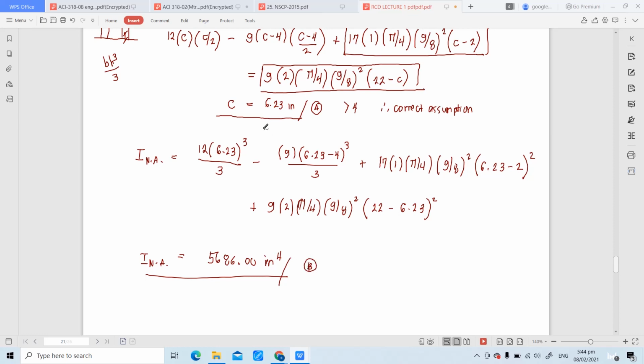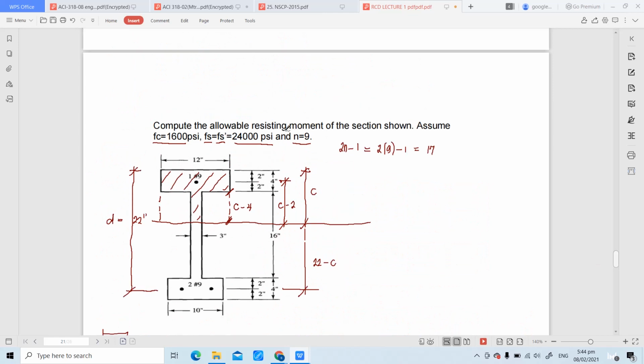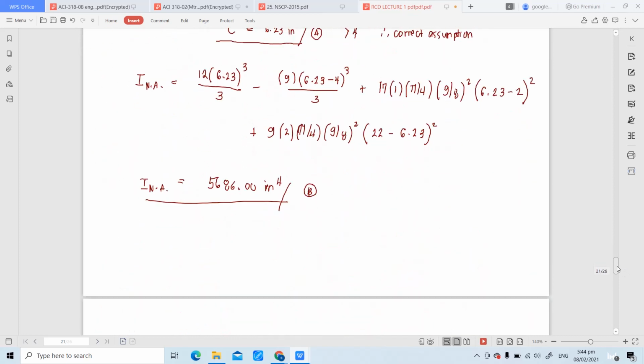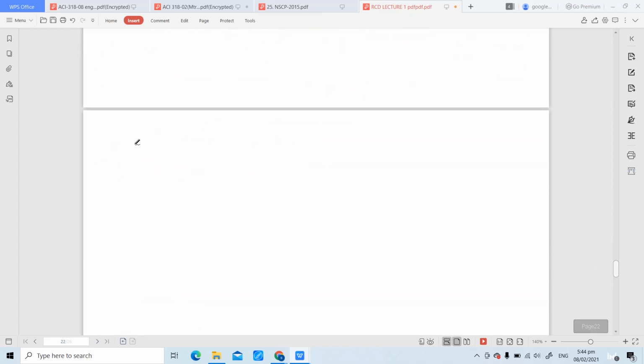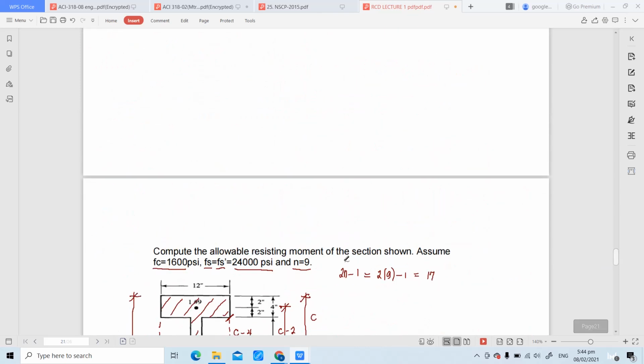No? Pag na-compute nyo na yung location ng neutral axis, yung moment of inertia niya, pwede na tayo mag-compute ng unknown, yung moment capacity na i-resist. And that will be based on the allowable stresses ng concrete tsaka steel bars natin. Gamitin muna natin yung formula ni concrete. FC equivalent to MC over INA. FC, allowable stress ng concrete binigay sa problem. That is 1,600 PSI.